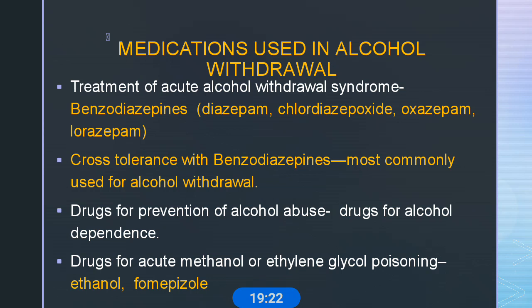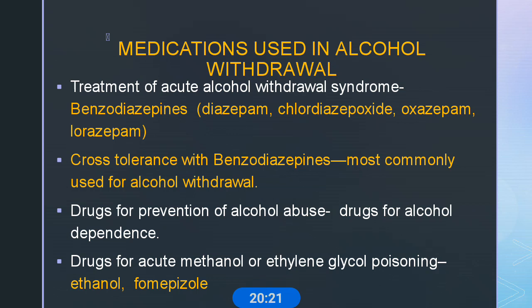For example, an alcohol addict patient is admitted for surgery and needs general anesthesia. The patient is already tolerant, having reached the tolerance stage for alcohol. So for general anesthetic administration, we need to increase the dose of general anesthetics compared to a normal person. Why? Because alcohol cross-tolerates general anesthetics. The same is the case with benzodiazepines and alcohol: one drug crosses the tolerance of the other. So benzodiazepines are mostly preferred for alcohol withdrawal.